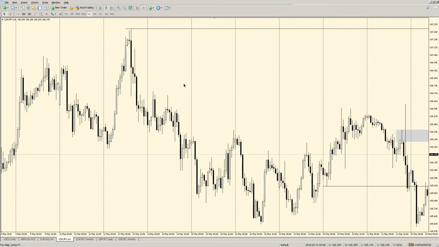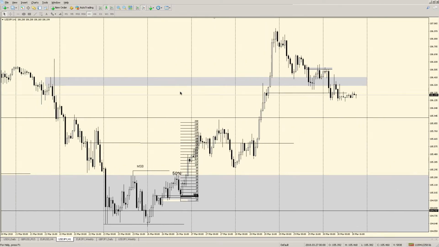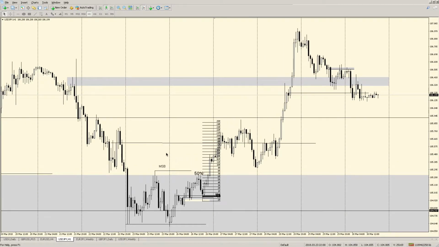So I took about 50% off that, and then all I did is aim for subsequent highs, man. That's all I did really. So I took about 50% off that high, and then the next target I had was this level here.